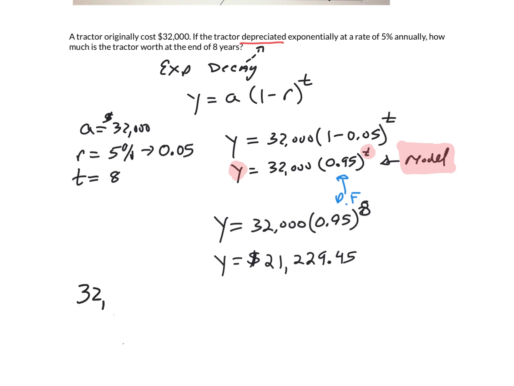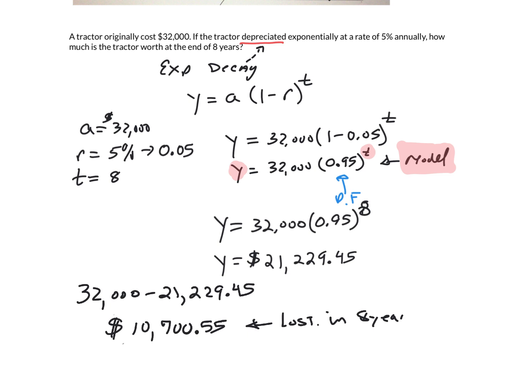So let's see how much we lost. So the tractor was originally $32,000 when it was new. And then 8 years, it was only worth $21,299.45. Let's see how much money was lost from that tractor in 8 years. They didn't really ask about that, but let's look. So in 8 years, the tractor lost a value of $10,755, according to this story.